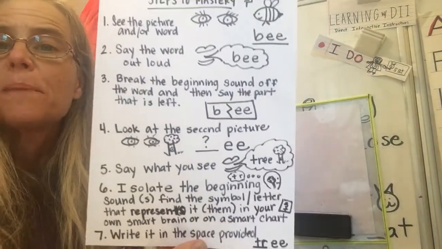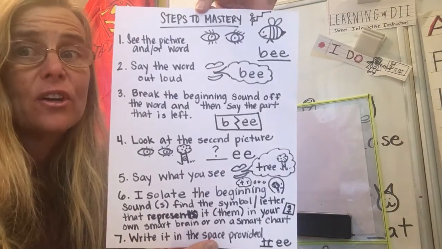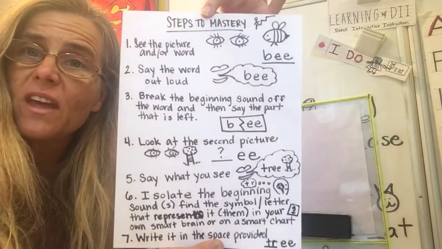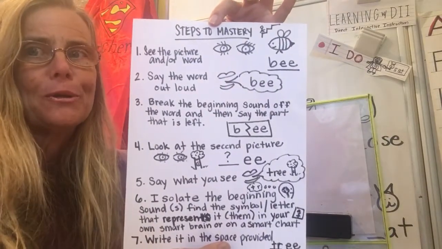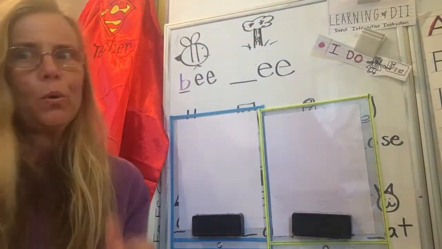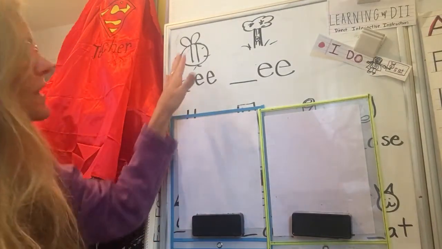So this is our steps to mastery chart. We're going to do all of these things together. First, I'm going to model them, and then we're going to do the same thing together. Then I want you to try and do it all alone. That's big work, big learning work. So let me look again.